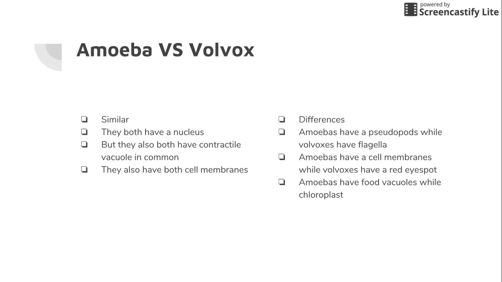Amoebas versus volvox. Similarities. They both have a nucleus. They both have a contractile vacuole. They also both have cell membranes.